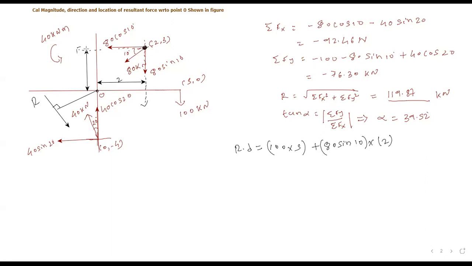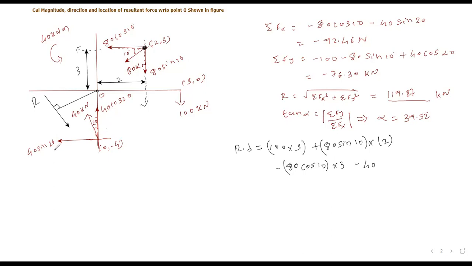Due to quadrant system, this distance will remain 3 meter. Yes or no? Is it clear? Its moment is anti-clockwise. That's why negative. Negative 80 cos 10 multiply by 3. Why negative? I hope it is clear to all of you. Now 40 kN-m moment is given anti-clockwise. That's why minus 40.